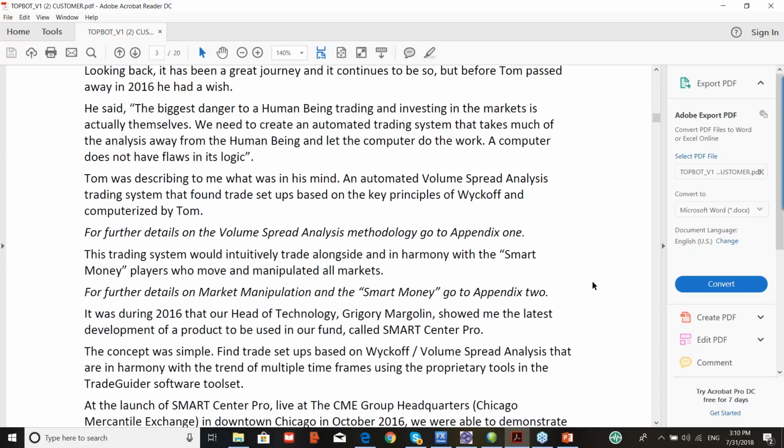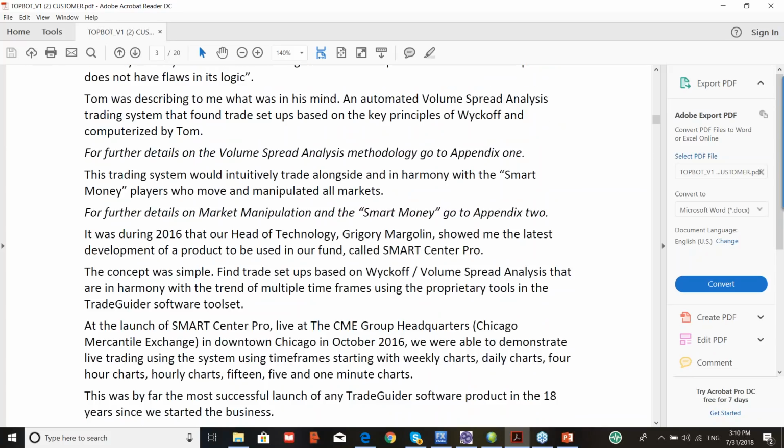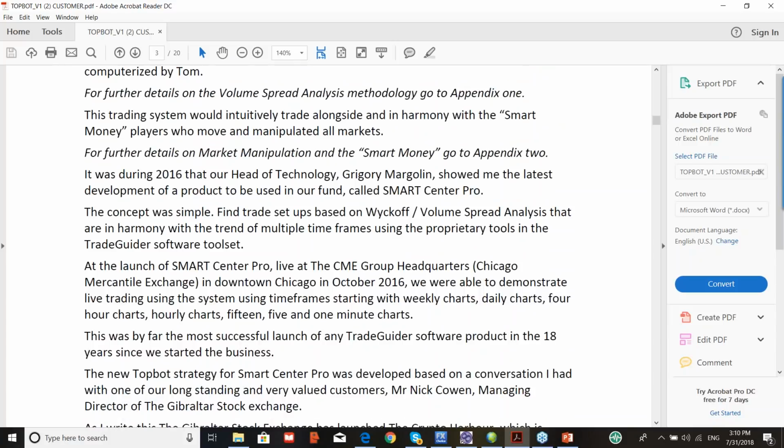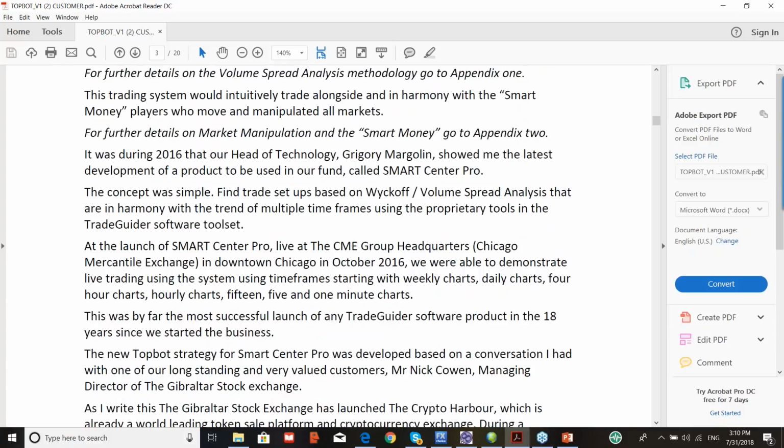Tom was describing to me what was in his mind. An automated volume spread analysis trading system that found trade setups based on the key principles of Wyckoff and computerized by Tom. And in this document is a complete explanation of the volume spread analysis method and what we teach.